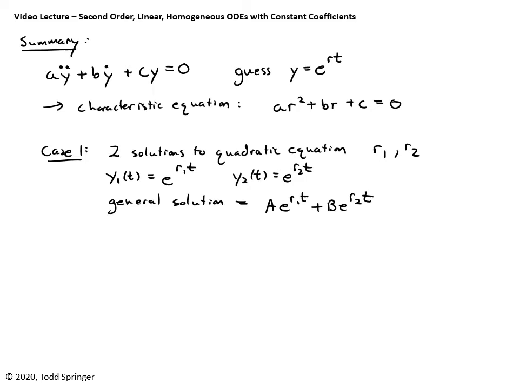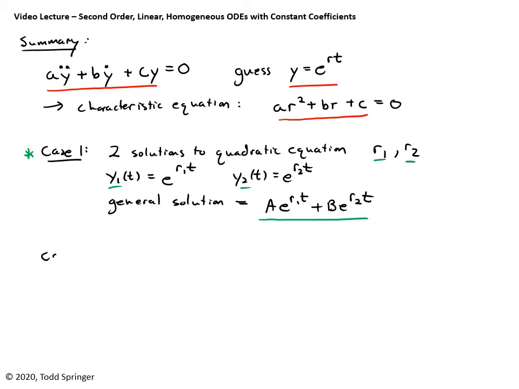Okay, so to summarize, we've been talking about this kind of equation. Generally, we guess e to the rt, where r is a constant. You plug it in, you get a characteristic equation, which is a quadratic equation for r. And we've talked about two cases here. Case 1 is if I get two solutions to that equation, r1 and r2, then I've got two solutions to the ODE, which I'm calling y1 and y2, with two different exponents. And then my general solution is formed by just adding those two together with arbitrary constants.